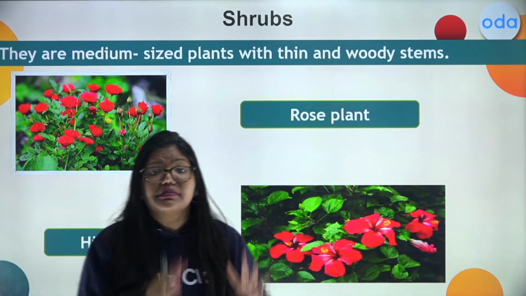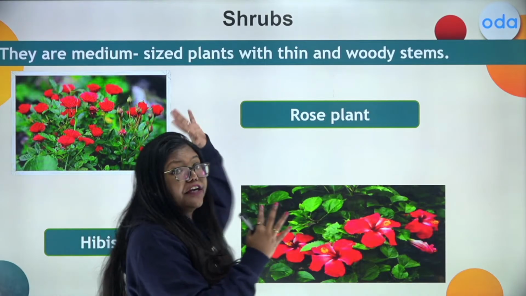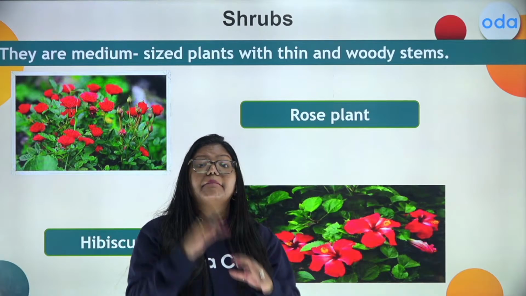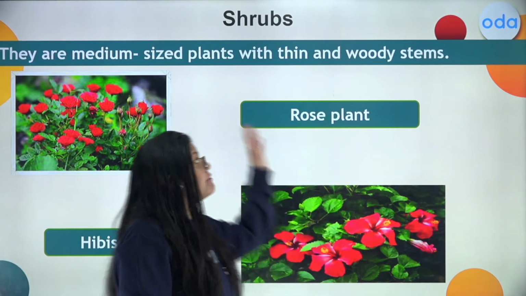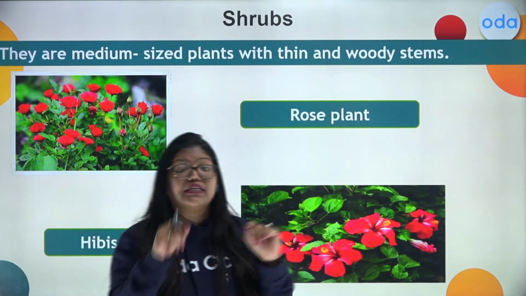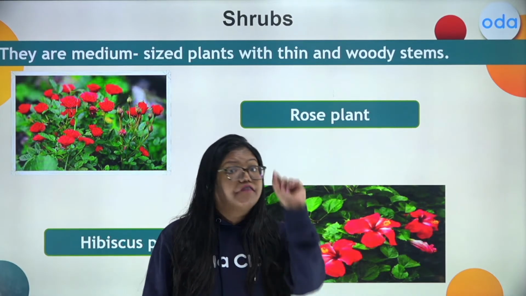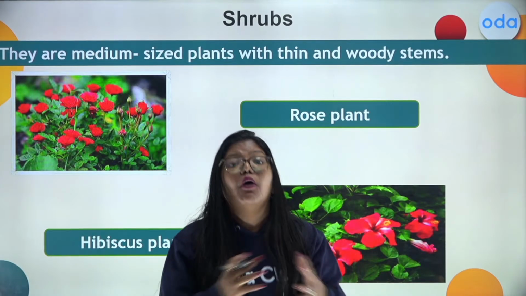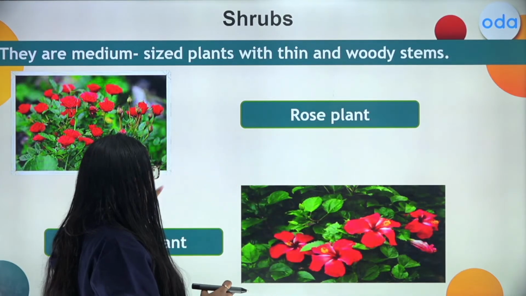Shrubs are medium-sized plants, so they are not very huge and big like trees, neither very small plants. So they are medium-sized plants which have thin and woody stems. If you see the stem of shrubs, children, they are very, very thin, but they are woody, which means they are made up of wood.